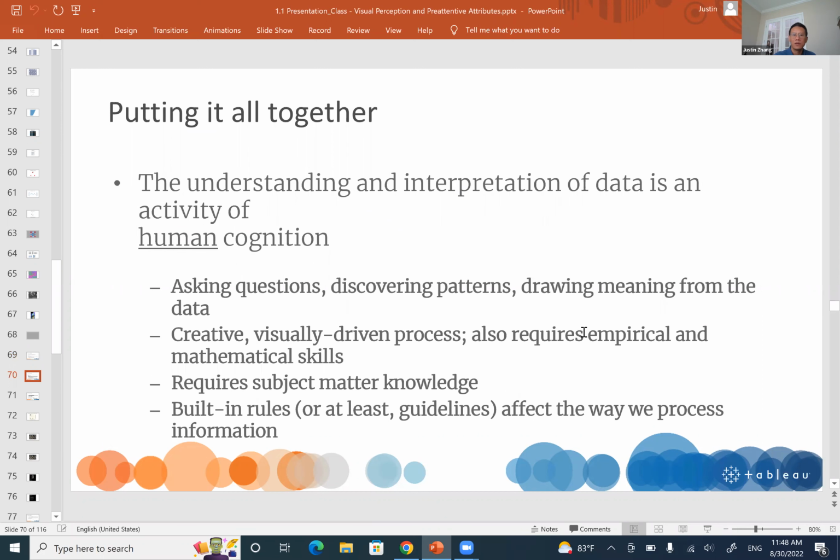To understand and interpret data, we need to engage in specific activities of human cognition, such as asking questions, discovering patterns, drawing meanings from the data. It's a creative, visual-driven process that requires empirical and mathematical skills. It also requires subject matter knowledge in the field. Some of the rules will affect the way we process information.